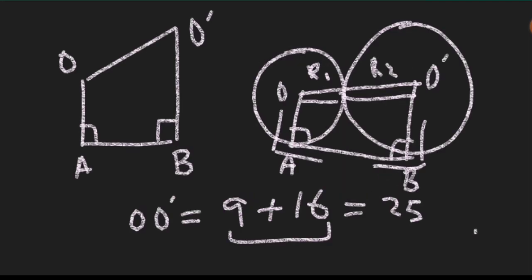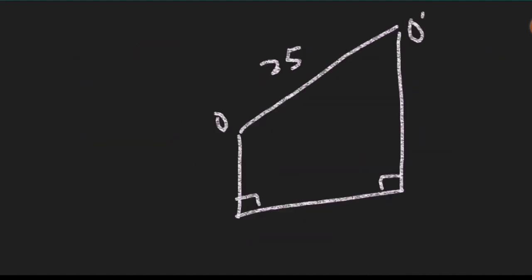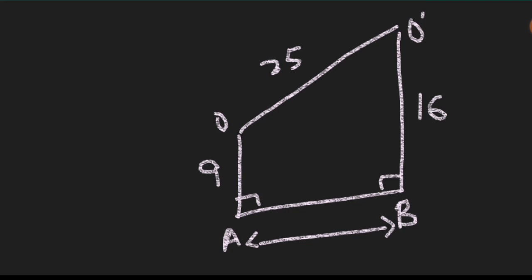Here you can see OO dash is the sum of the two radii of the circles. The radius of this bigger C2 circle is 16 centimeter and the C1 circle is 9 centimeter. 9 plus 16 is equal to 25. Here this is the radius of the smaller circle. Suppose this is A, this is B, this is 9 and this side is 16 units. Now the only side we have to find the length of is AB.